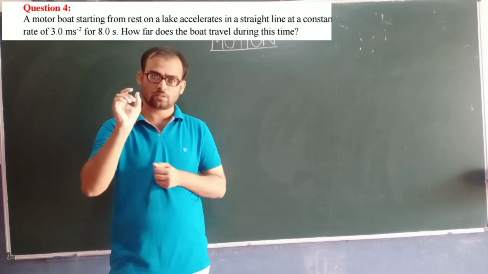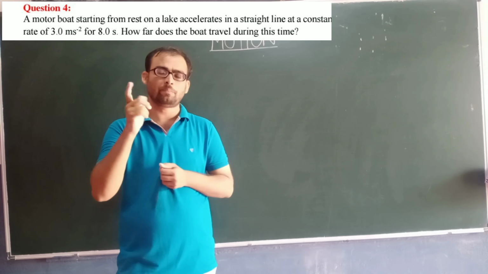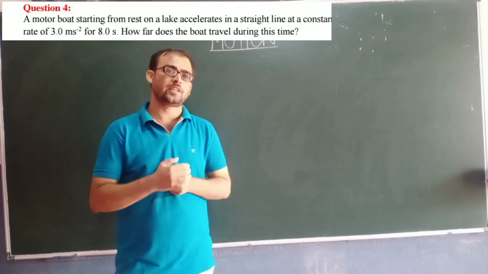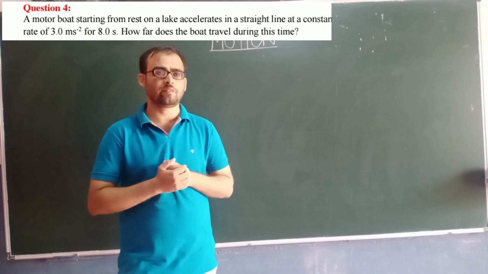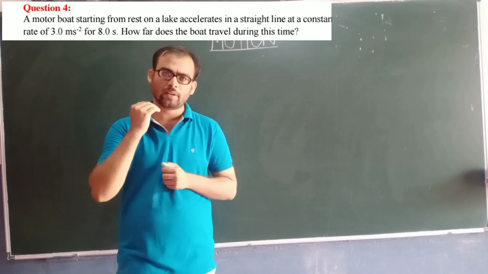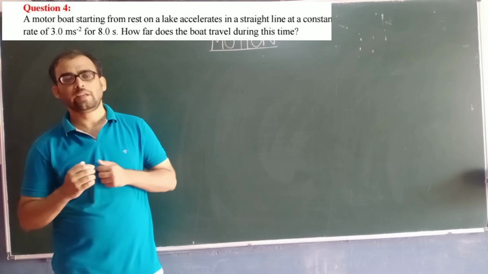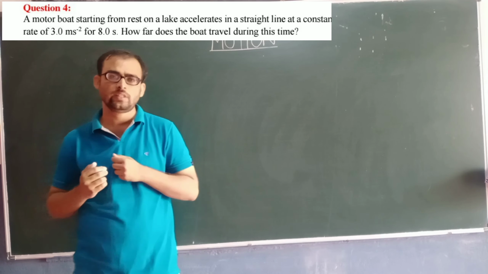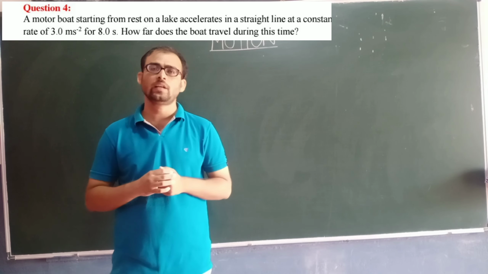They have given, look at the unit, that is not speed, that is 3 meter per second square. It is an acceleration. So here the motorboat is at rest and it starts accelerating with an acceleration of 3 meter per second square for 8 seconds. Okay, so now what we need to find in those 8 seconds? How far does the boat travel in the lake?